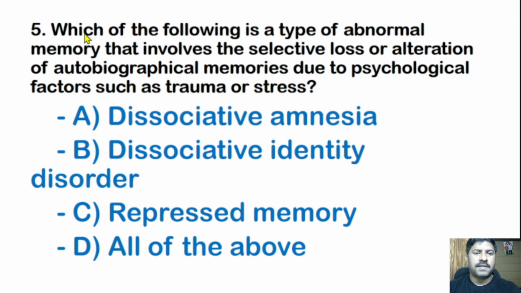Fifth question, which of the following is a type of abnormal memory that involves the selective loss or alteration of autobiographical memories due to psychological factors such as trauma or stress? Dissociative amnesia, dissociative identity disorder, repressed memory, all of the above. Here the correct answer is all of the above. So we will discuss this question in detail.